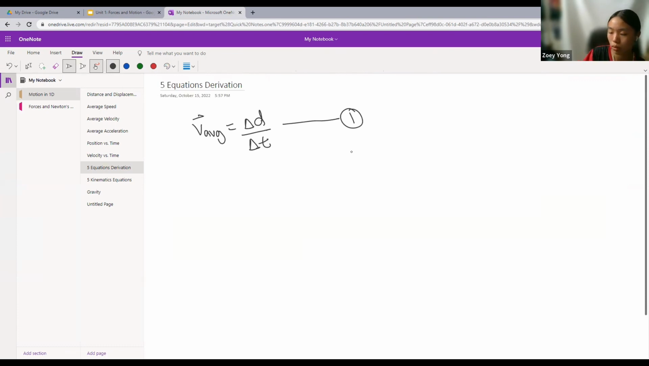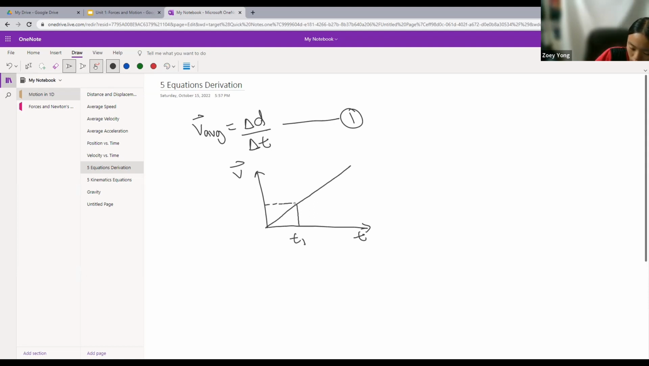The second equation, which is acceleration in terms of the starting and final velocity and the change in time, what we can do is first draw a graph of velocity versus time. This is the velocity over this period of time. And we're going to say at t1, the velocity is u, and then at t2, which is some later point in time, the velocity is going to be v. So in this case, u is going to be our starting velocity, and then v is the ending velocity.